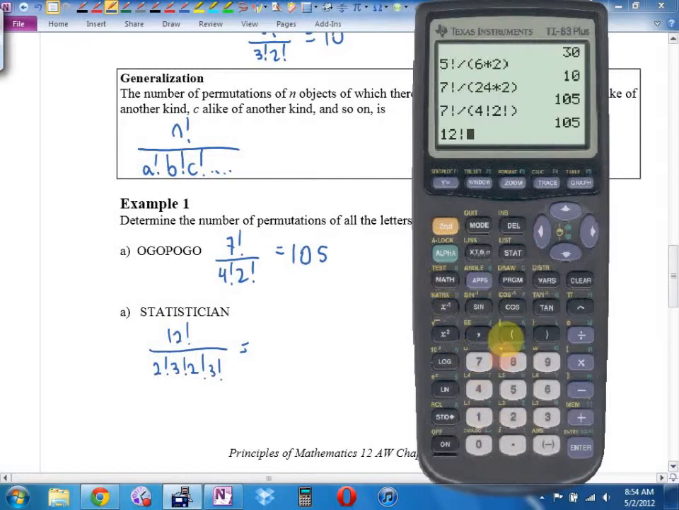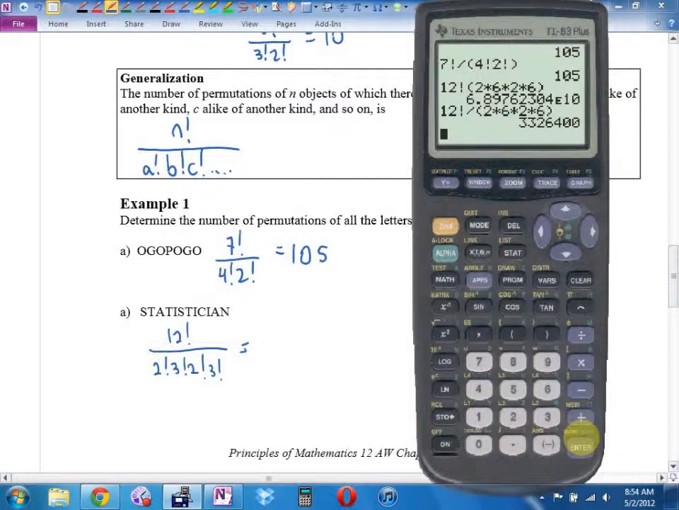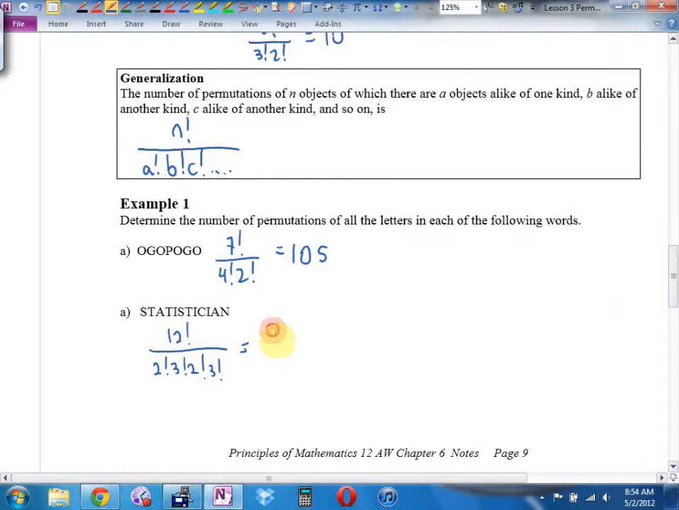Now we're at the stage where I'm really not going to try doing these in my head, although I will go 2 times 6 times 2 times 6. Oh, I forgot to divide. You get 3,326,400. We are well beyond being able to list these to check to see if we did it right. There's no way we're going to list 3 million permutations. Ain't going to happen. So I said at the beginning of this unit the theme was counting without counting. 3,326,400.